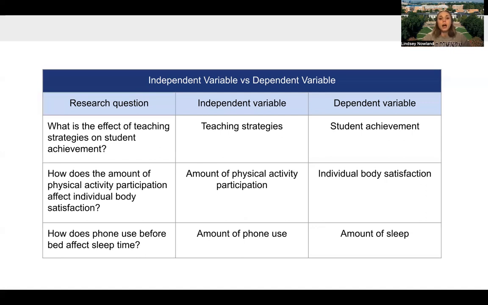So again, an easy way to identify your independent and dependent variables is to provide yourself with a hypothesis of the question. Create yourself a hypothesis, which will easily show you what is being predicted and what is the outcome, or what is being measured in this study.